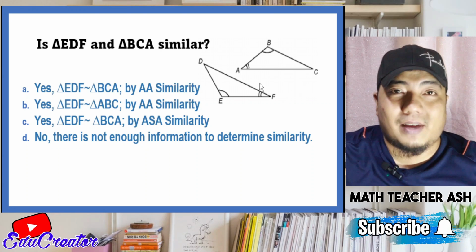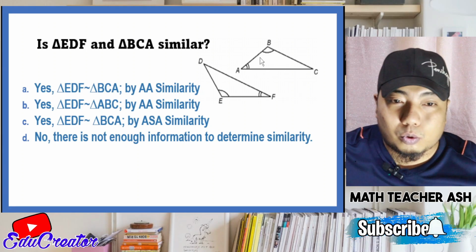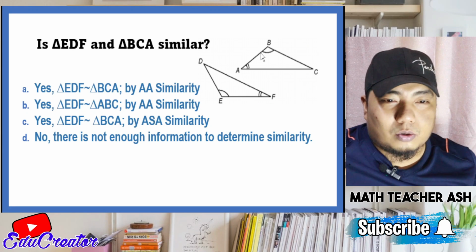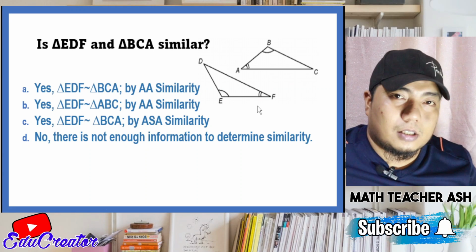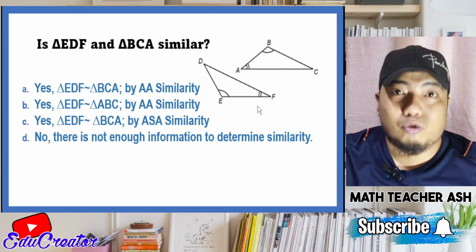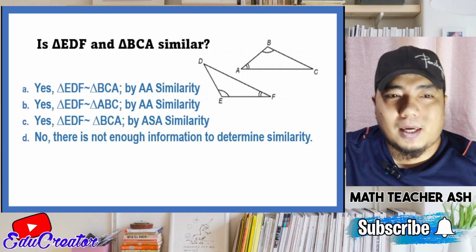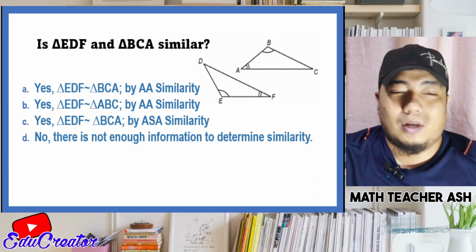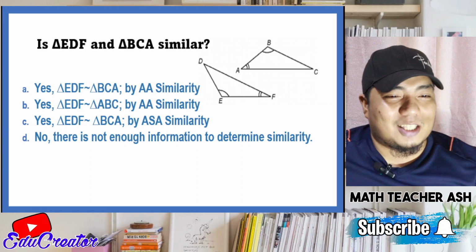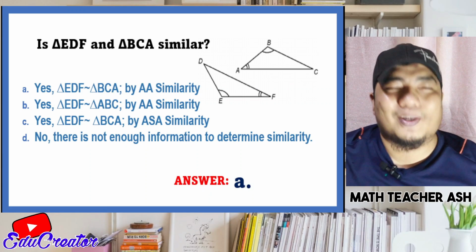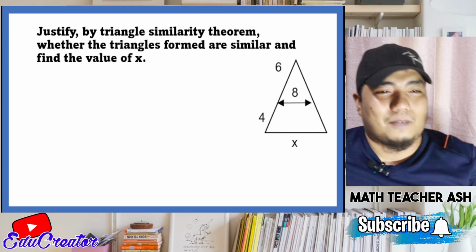Now check our given. As we can see in our given, the focus there are two angles. So angle and angle, angle and angle. Now there is no tick marks or any tick mark that is being drawn for sides. So therefore, we will be dealing with two angles. So therefore, the correct answer is letter A. Okay, let's check whether we are correct. Okay, correct, my dear math learners. Now let us go to the next question.